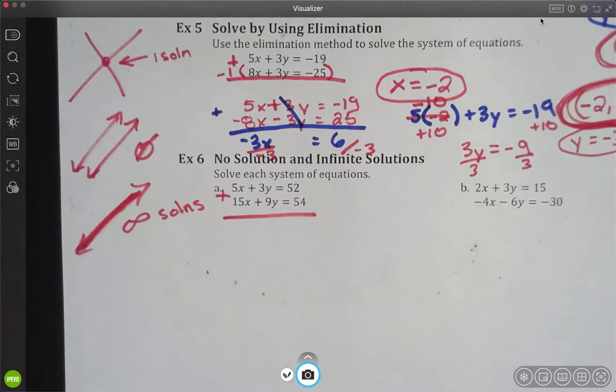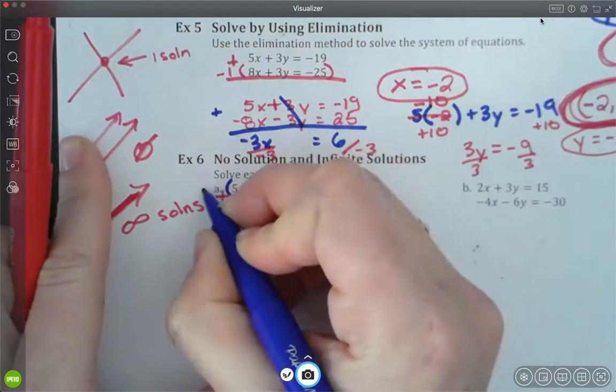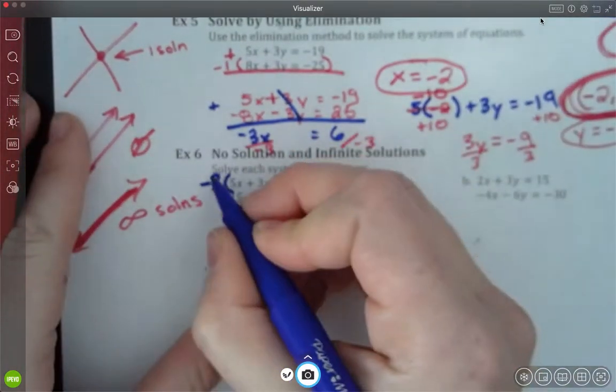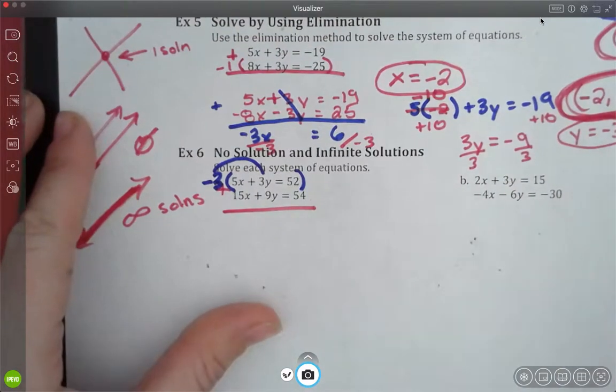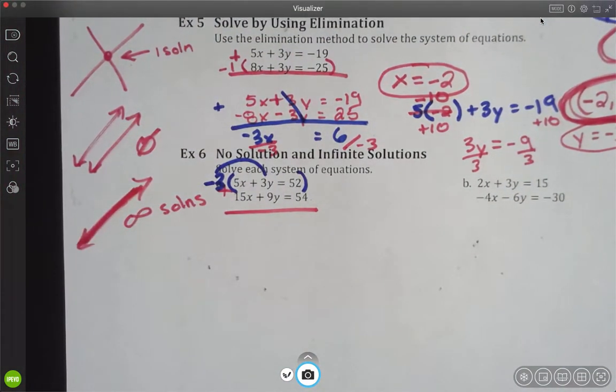Okay, if I take the first one times 3, that will make this guy 9, right? And this guy 9. But they still don't cancel out though. You have to multiply him by negative 3. Okay, if I multiply him through by negative 3, if we think about what the y will look like, that will be negative 9, and then the y's will cancel out, right?